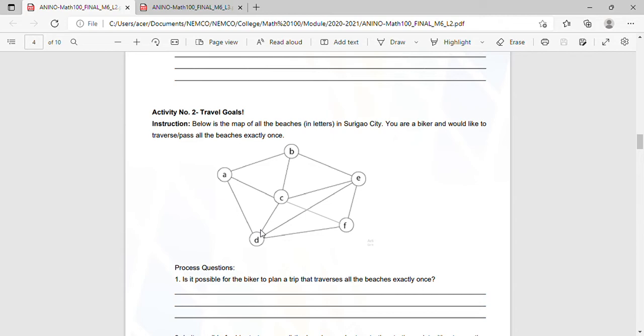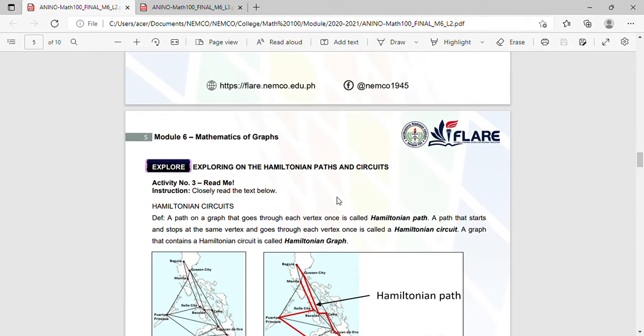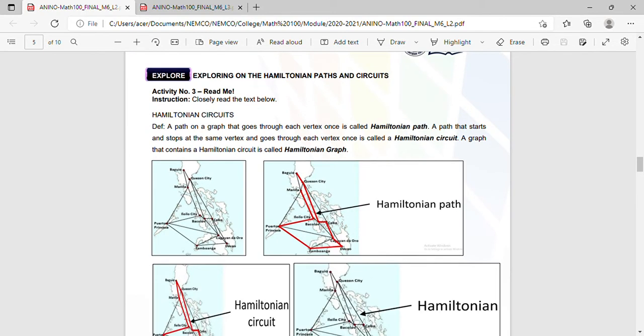Okay, so let's try an example. The sampling data points obtained are given, and the data sets are just 1, 2, 5, 7, 8. Now let's talk about Hamiltonian paths and circuits. So again, let's first define what Hamiltonian paths are, and let's also define what a Hamiltonian circuit is.